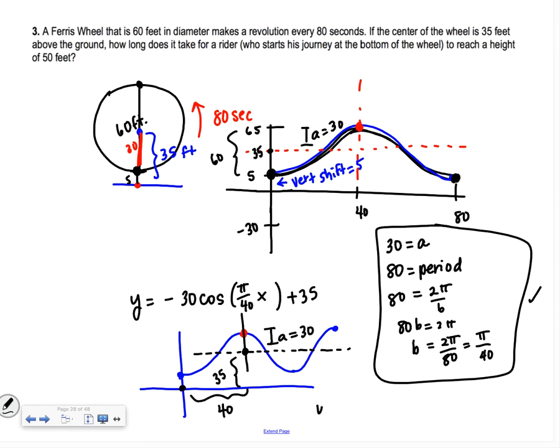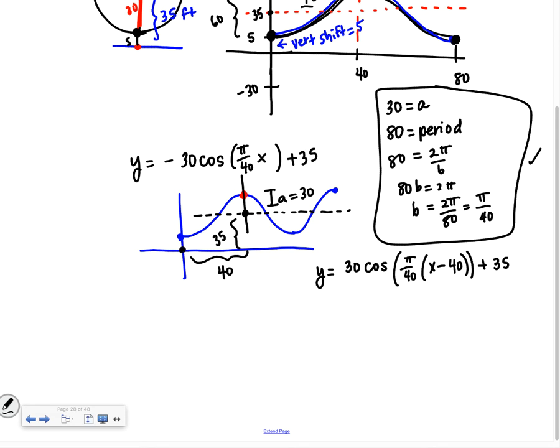So when we do a cosine function, we wouldn't have a negative anymore, but we would say that we have 30 for our amplitude, and we have cosine, but we have both a b value and a horizontal shift involved. So I would write it as pi over 40, and then x, and I'm moving to the right 40. So I would do x minus 40, and then up 35. Okay, so you could write it like that, and you could even simplify by multiplying the pi over 40 in.